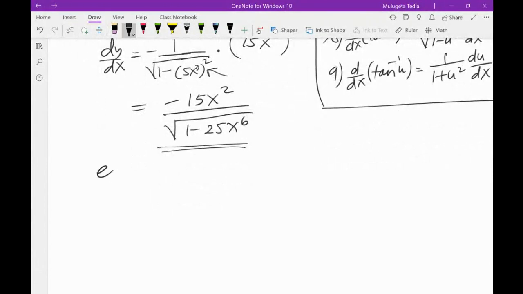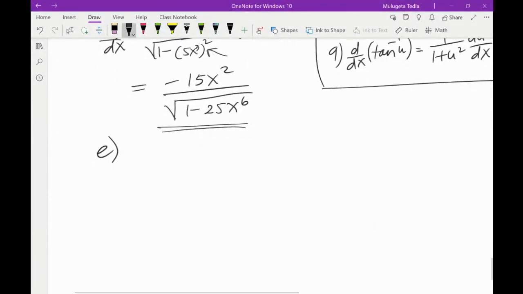Okay, E is y equal to sine inverse of... I think I made a mistake here. I meant sine inverse of 3x over cos inverse of 3x. Oh, I meant x, and then x. Change it to x. Y is here, so.